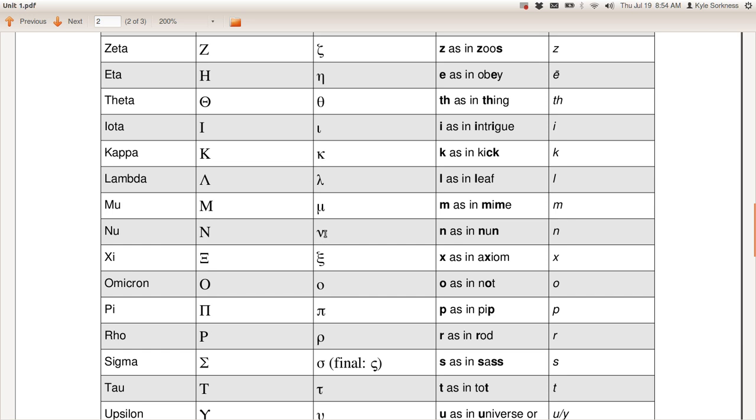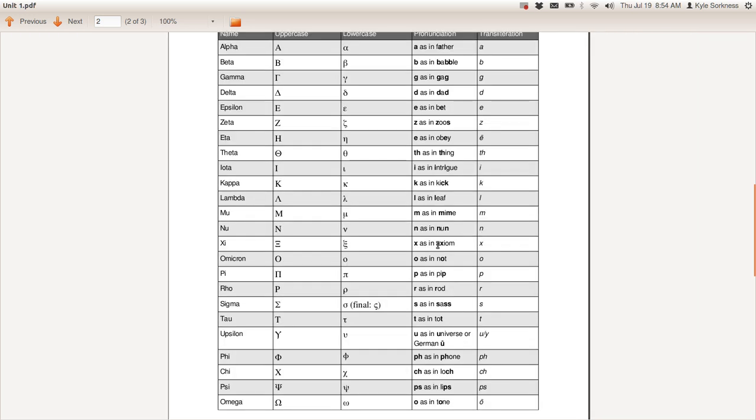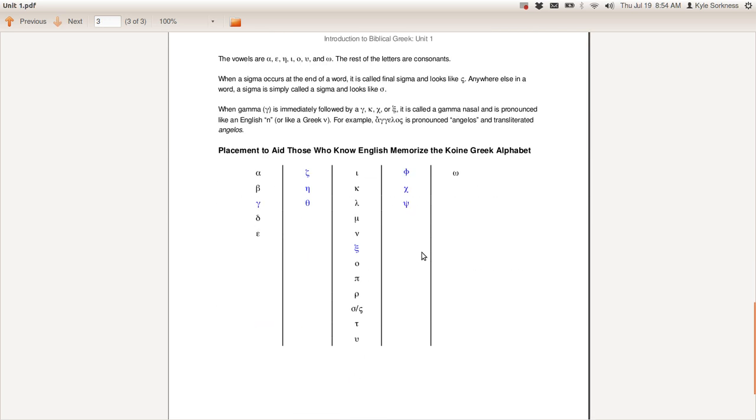This is another one that's sort of a problem because this is not the V sound, it's an N sound. So this will take you a little while to get down, but after a while it won't be so much of a problem. So nu makes the N sound as in none. So having run through those quickly, I want to show you this.